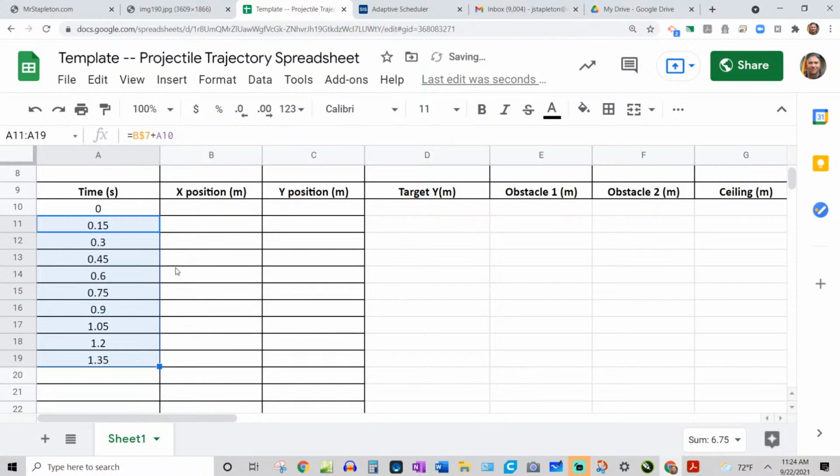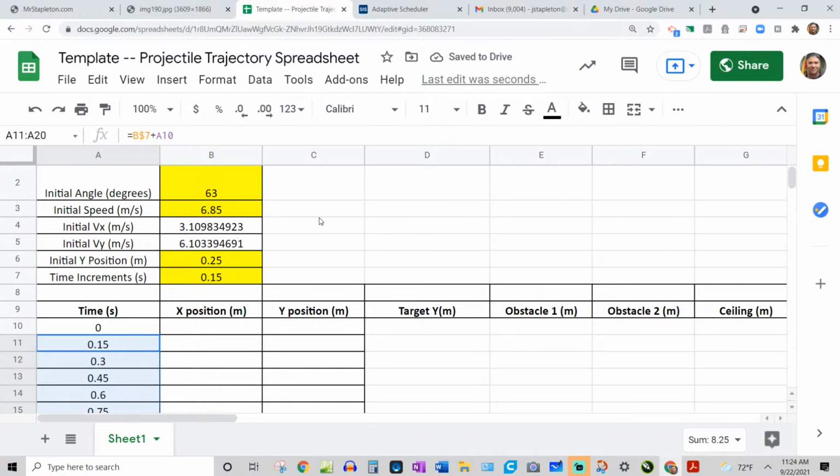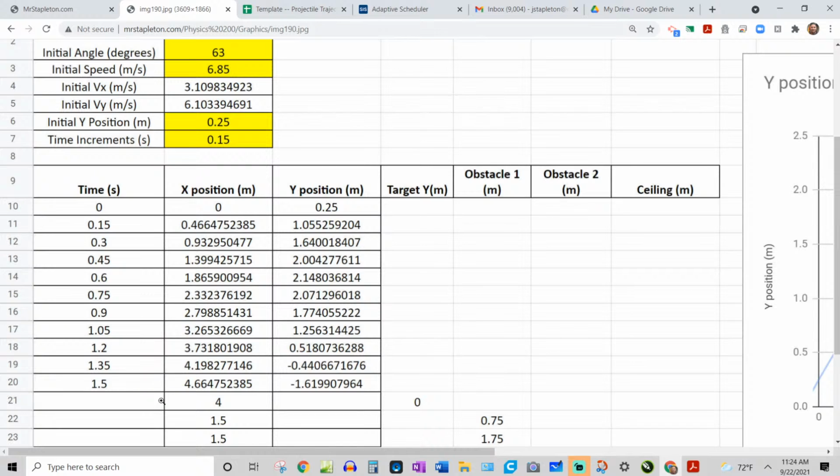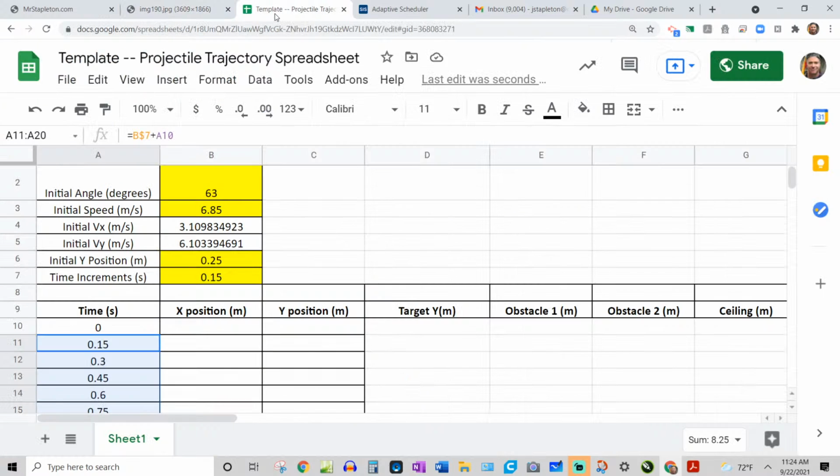I can't remember how far out I did this. 1.5. Okay. You could go farther or not as far as you want, but if you just try to make your spreadsheet look like mine, things will be easier for you.